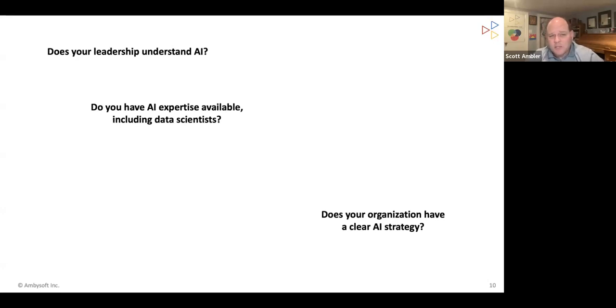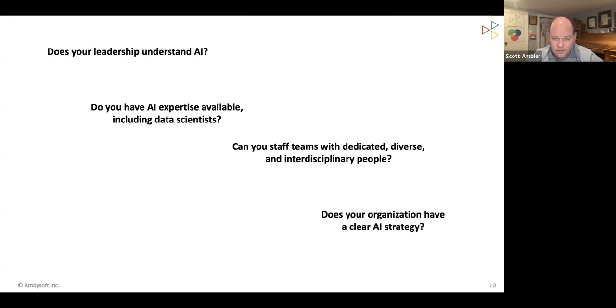Do you have AI expertise available, including data scientists? You need a lot of very skilled people to pull this AI stuff off. Can you staff teams with dedicated, diverse, and interdisciplinary people? So not only do you need very technically able people, they should hopefully be dedicated to the initiative. None of this 50% on this and 50% on that and 50% on this third thing. None of that nonsense, but 100% dedicated to this initiative.